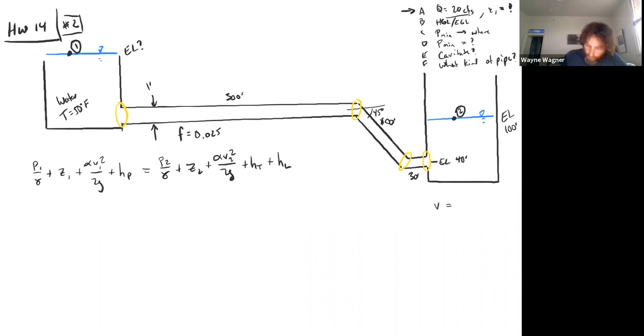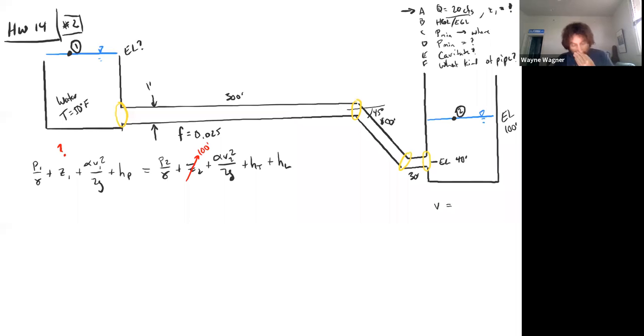So what is our datum? Well, to me, if they give us elevations, I just like to use the elevations rather than to change them. So the datum is at z equals 0. Okay, so that means that Z1, this is what we're looking for. Z2 is going to be 100 feet, because that's given.